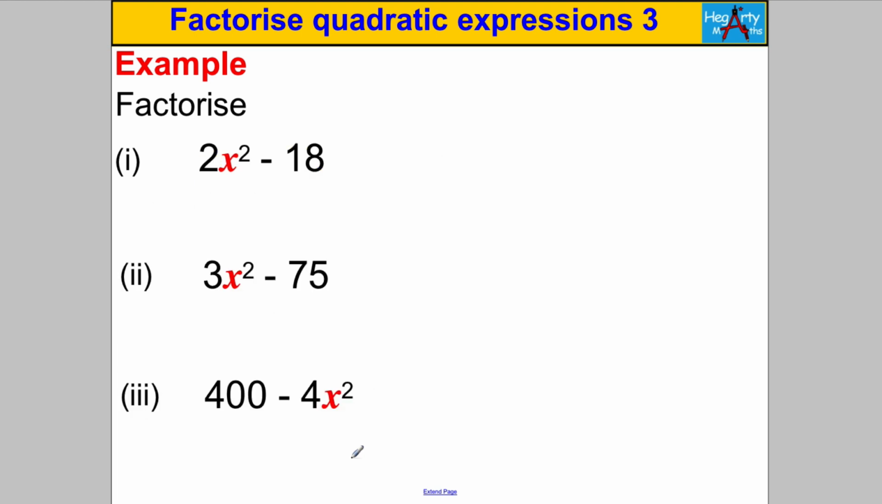Next, please pause and do try these before I go through them. Same old stuff here. The first thing I'm going to do is think about the number. Is there a common factor in 2 and 18? Absolutely there is. Factor of 2. I'm going to factorise that out. What must go here? 2 times what gives me 2x squared? Simply an x squared. 2 times what gives me negative 18? Must be negative 9.